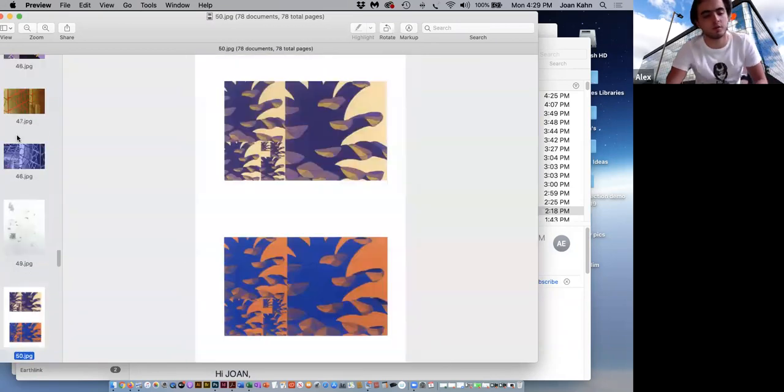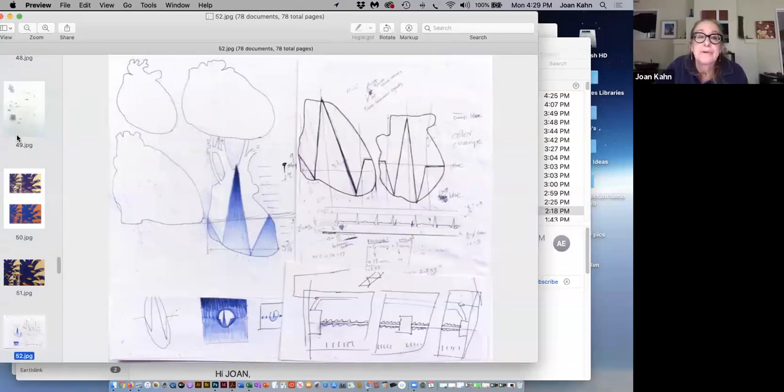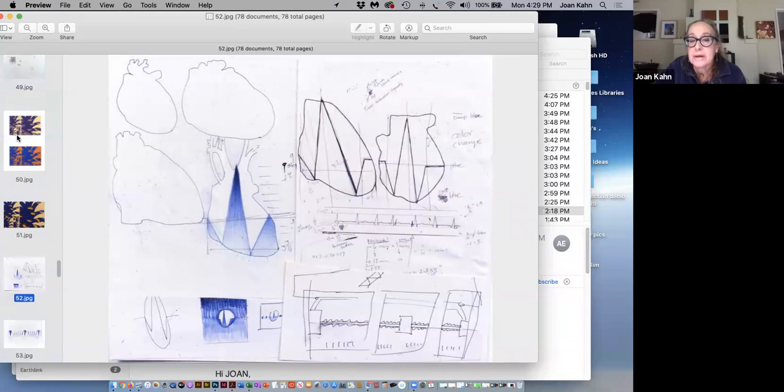Joan, is there a way you can send these pictures or upload them? I put some up. I don't know how, and also I don't have permission from the students.